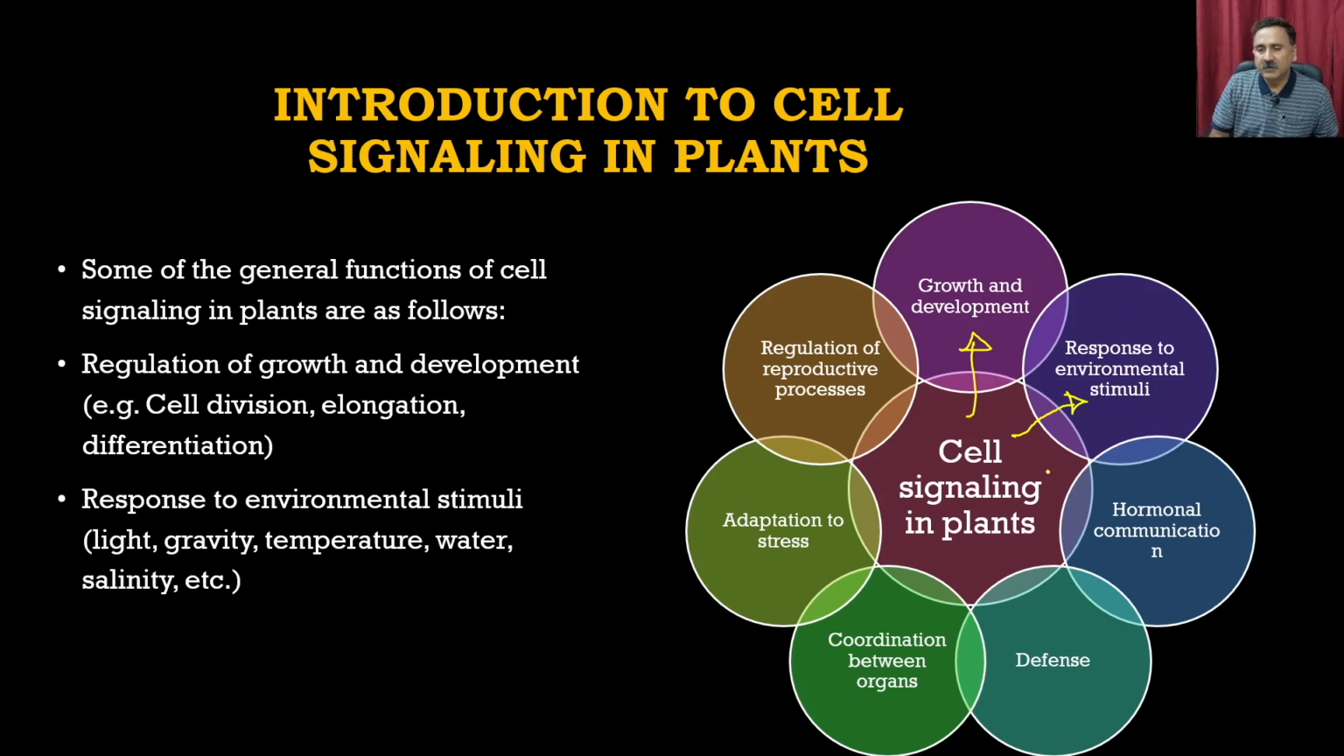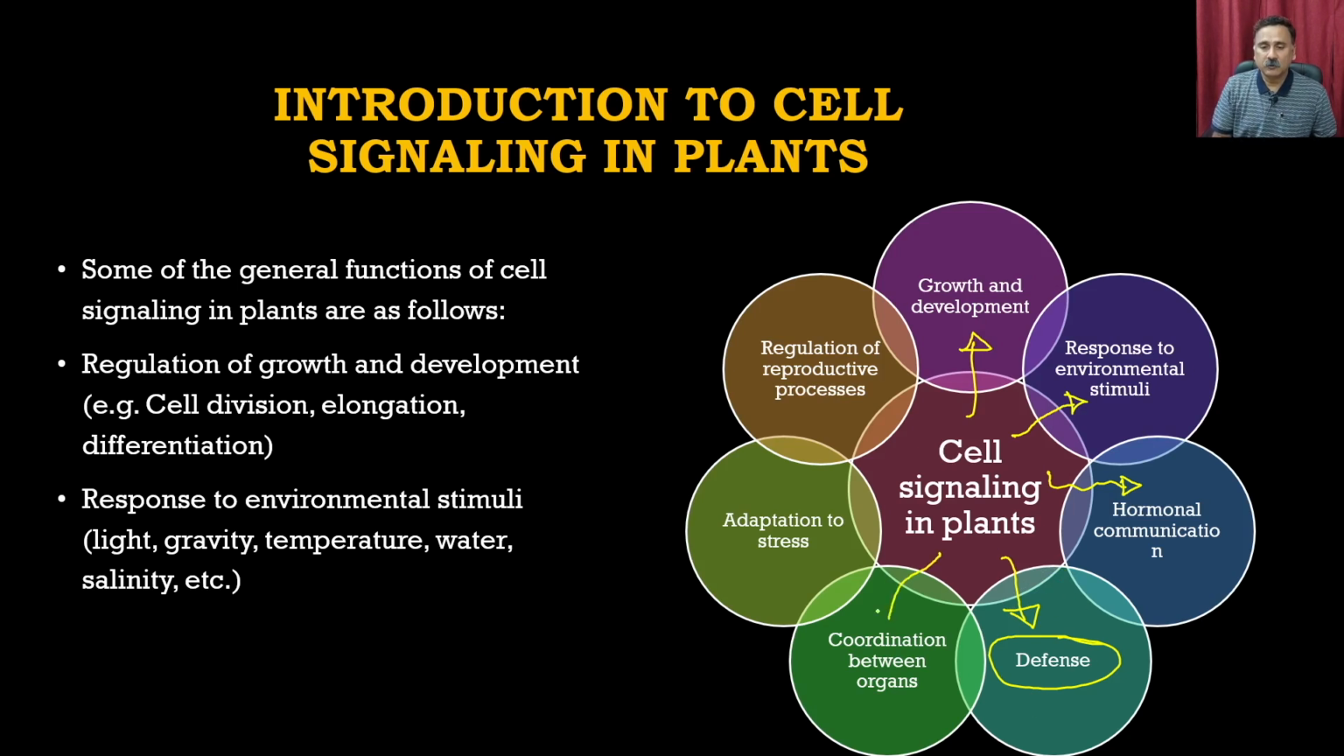And then they also require different types of molecules so that there can be hormonal communications. They also require it for defense. Remember that plants are present outside, and they are continuously getting threats from different types of bacteria, viruses, fungi, and so on, right? So they also have different types of cell signaling for defense.